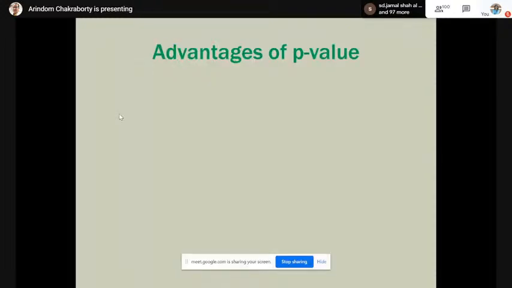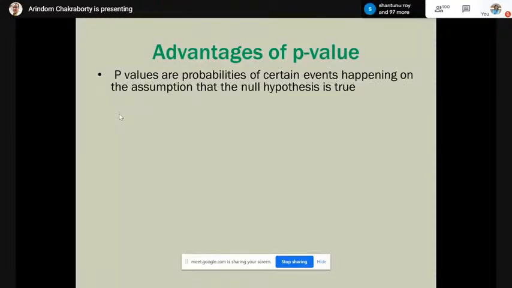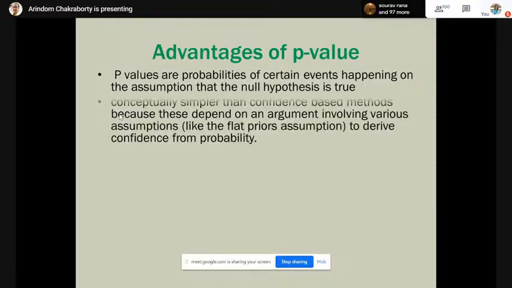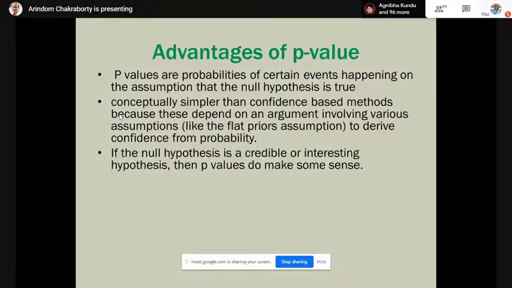Well, there are a few advantages of p-values also. The first thing is that p-values are probabilities of certain events happening on the assumption that the null hypothesis is true. Conceptually, it's simpler than confidence-based methods, because those depend on an argument involving various assumptions, something Bayesian, to derive confidence from probability. And if the null hypothesis is a credible or interesting hypothesis, then p-values do make some sense.